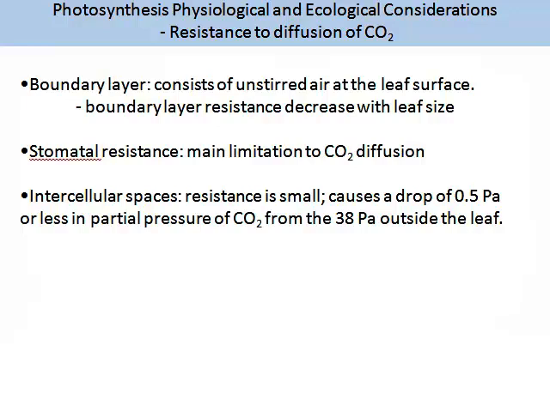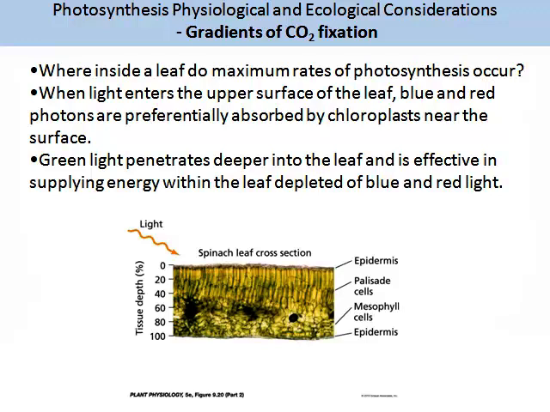So where inside a leaf do the maximum rates of photosynthesis occur? The light enters the upper surface of the leaf. Blue and red photons are preferentially absorbed by chloroplasts near the surface, while green photons, or light, penetrate deeper into the leaf and are effective in supplying energy within the leaf, which is depleted of the blue and the red light.